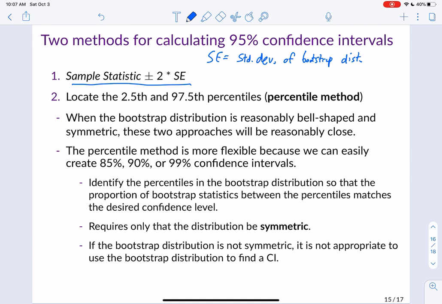Now, you may be wondering, which approach is the better approach? When the bootstrap distribution is reasonably bell-shaped and symmetric, these two approaches will be reasonably close. So in that situation, it really doesn't matter which approach you use.